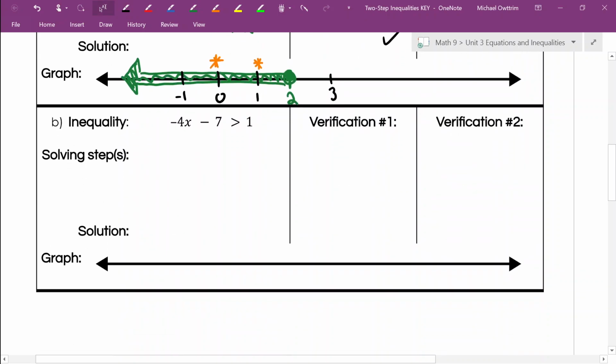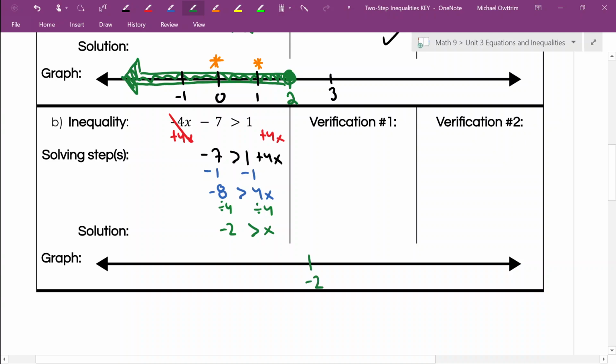In question B, we don't have brackets, but we do have negative x's. So probably the best approach to this question is to add your 4x to both sides. That's going to give you your new inequality: -7 is greater than or equal to 1 plus 4x. Next, we'll undo our addition of 1 by subtracting 1 from both sides. We'll get -8 is greater than 4x. We'll divide both sides by 4 to get -2 is greater than x, which means x is less than -2.